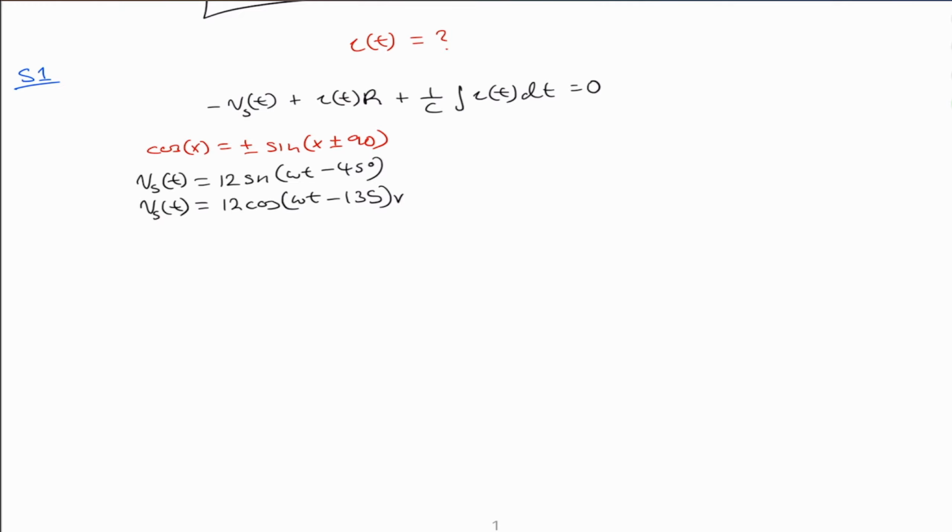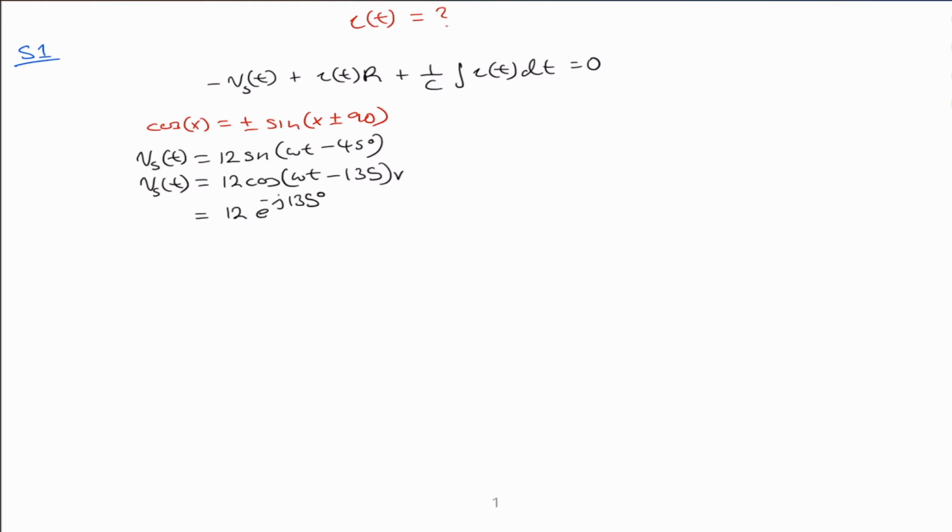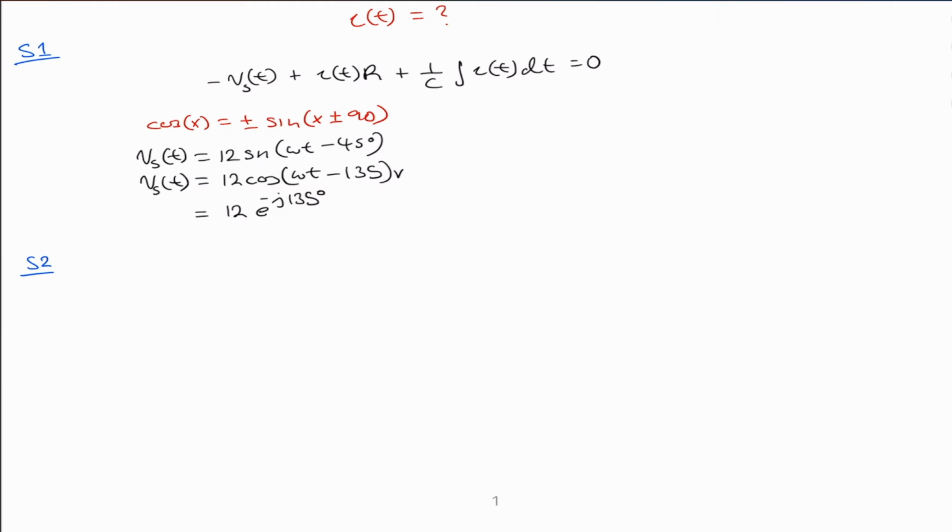So now the phasor reference for V of t, we can write that as 12 times the complex exponential e to the j minus 135. So step 2, we transform to phasor. So we can then transform our expression to the phasor domain.